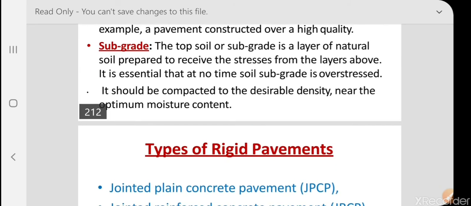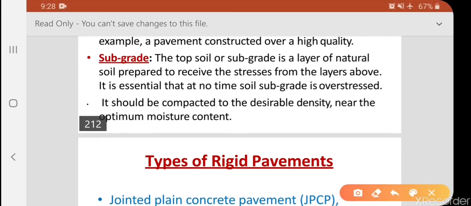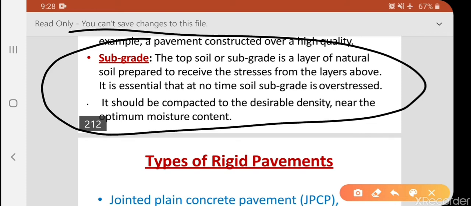Next, subgrade. This is nothing but the very first layer while constructing the road pavement, the first layer over the earth surface. That's why we call it the subgrade. The top soil layer of the subgrade is the layer of natural soil, prepared to receive the stresses from the layers above.